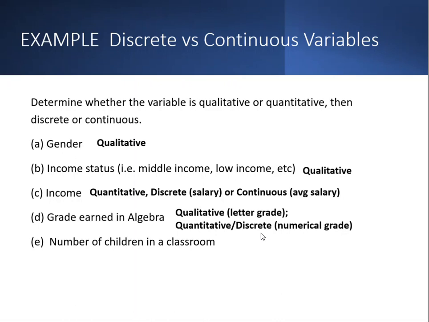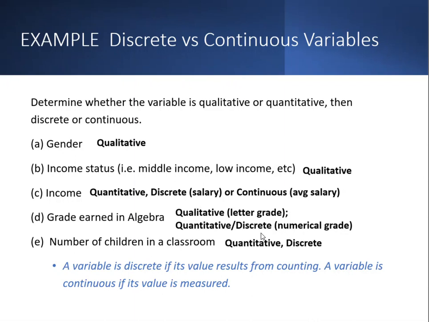And then finally, how about the number of children in a classroom? Well, I'm going to count up how many children would be in a classroom, so that makes it quantitative. It's not a category. And because I am actually counting it, I'm looking at some sort of discrete value. It wouldn't be continuous because we don't have partial children, right? We don't have 2.6 children in the room. We would have 2 children. So a variable is considered discrete if its value results from counting, and a variable would be considered continuous if it's a value that's measured.